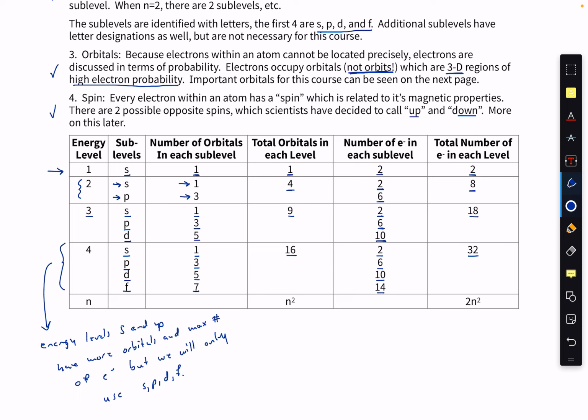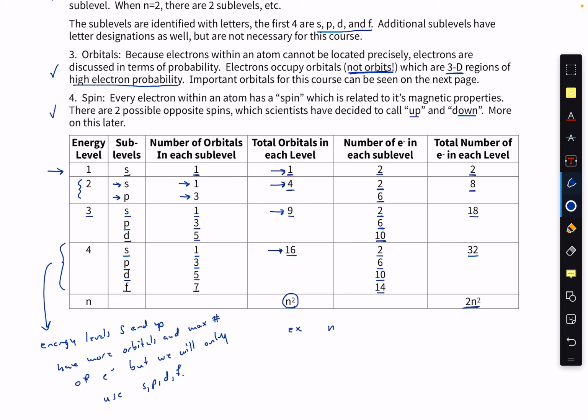Now theoretically, you might recognize a pattern here. 1, 4, 9, 16. Those are your first four perfect squares. And so the formula actually is that in the energy level n, you will have n squared total orbitals theoretically. And since every orbital can hold 2 electrons, we will get 2n squared electrons. So that's our mathematical pattern.